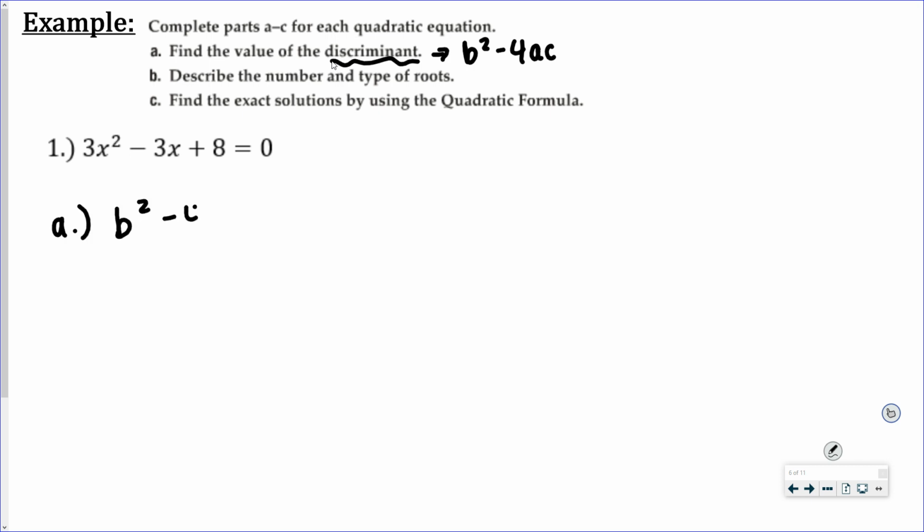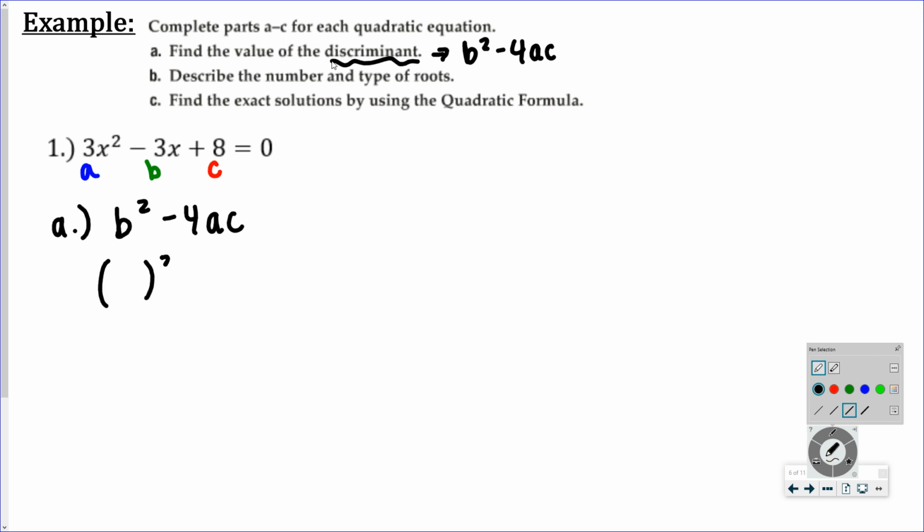So I just want to calculate the discriminant. I'm not doing the whole formula. I'm just doing b squared minus 4ac. Looks like my equation is set equal to 0 for me. Nice. So I can easily identify my A, my B, and my C. Okay, so let's go ahead. Don't forget to use parentheses when you're squaring B. So b squared, negative 3 squared, minus 4 times 3 times 8. What do we get?